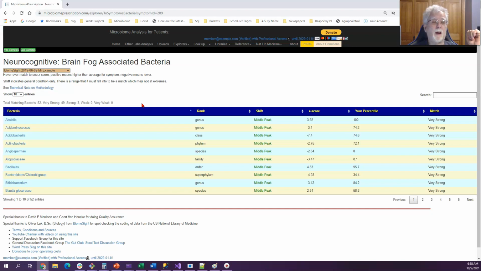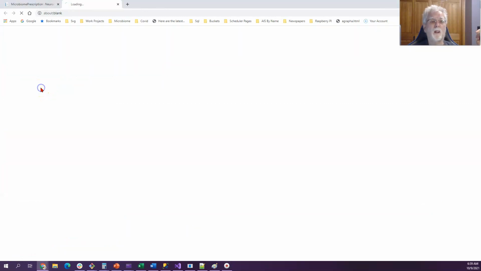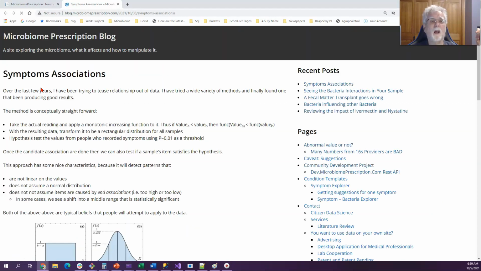Okay, now at this point in time, I'm going to hop over and do a little bit of technical explanation, and then I'm going to come back and we're going to walk through all five of them. To get the technical notes, just click right here. Makes it nice and easy.